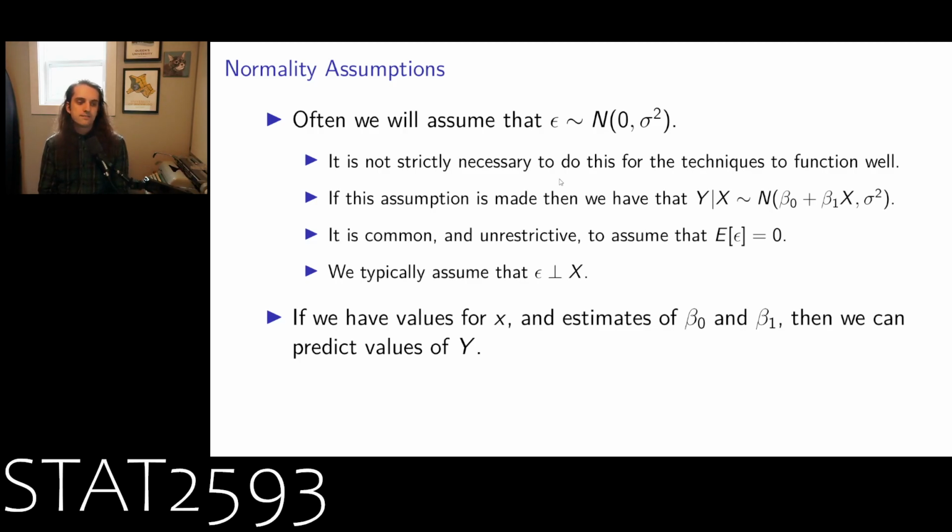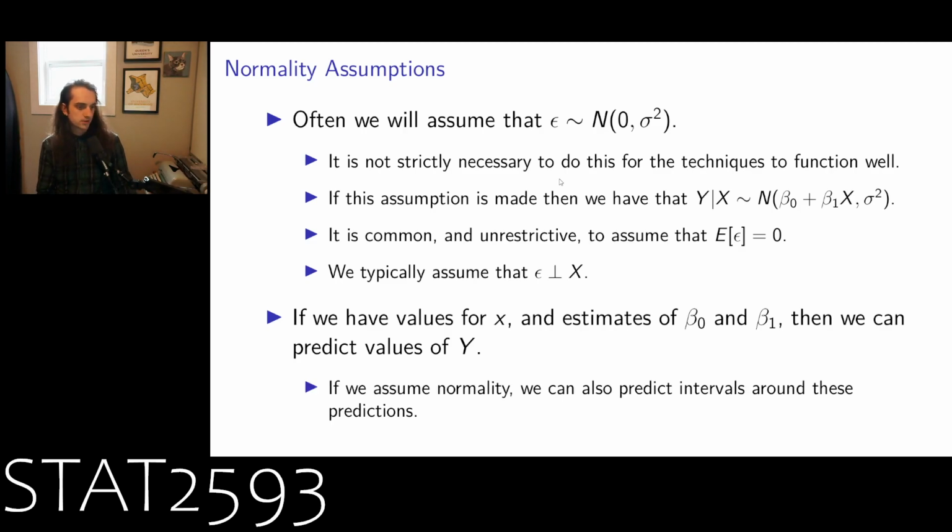And then if we have values of x, and we had estimates for what beta 0 and beta 1 were, then we could predict the value of y, right? If we just plug in beta 0 plus beta 1 times x, that's going to give us some prediction for the value of y, right? So we can also form predictions based on these models.